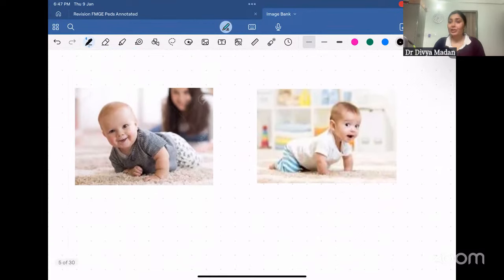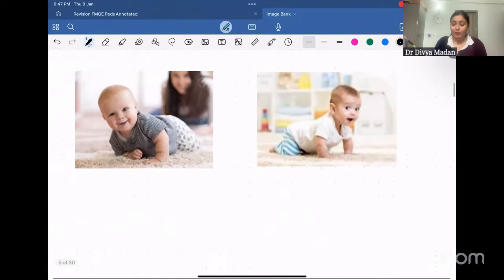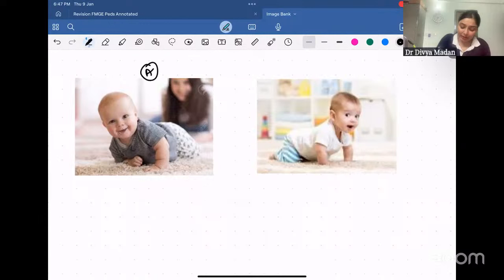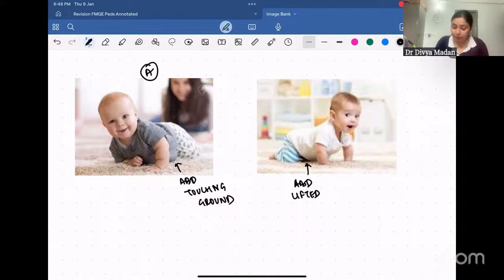In between, the child tries to move. The child will move on the four limbs. I have two images over here. What is crawling? What is creeping? Can you see this image A? Here the abdomen is touching the ground. And here the abdomen is lifted off the ground, right? So firstly, when the child is moving on all four limbs, the abdomen would be touching. As the child grows, now the abdomen would be lifted off the ground, right?